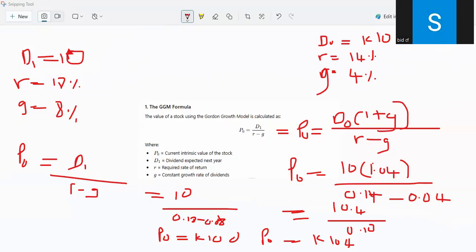Any questions? So R minus G is just the same as K minus G, the required rate of return minus the growth rate. My question is that other formulas have got P0 there, which is the current market price. P0 is the current market price or intrinsic value. P0 means price now. D0 is dividend now. Anything 0 is now. The formula is D1 over R minus G or K minus G. K means the required rate of return. Is that clear?